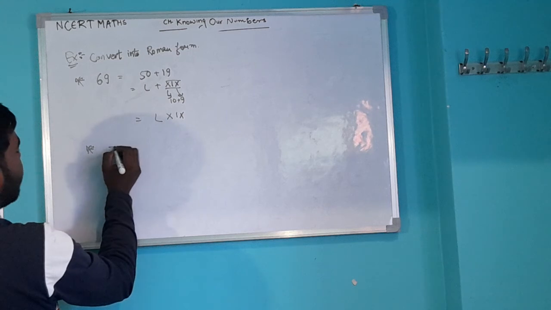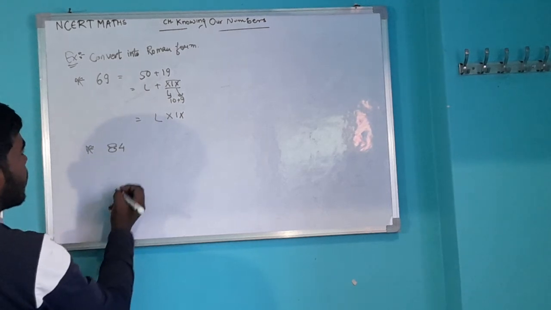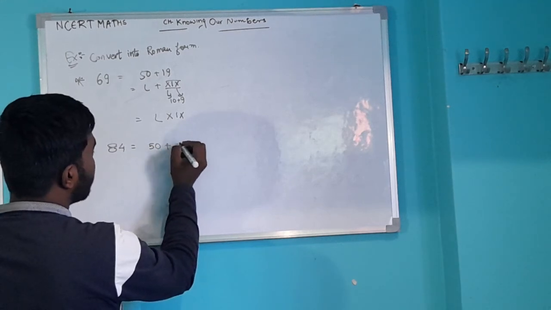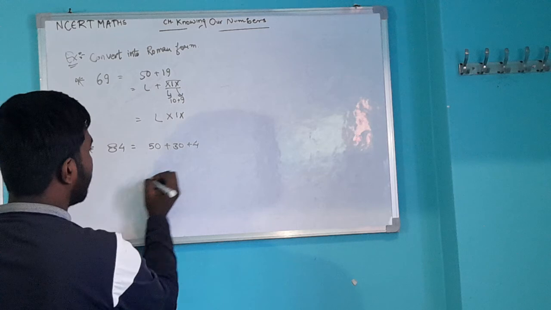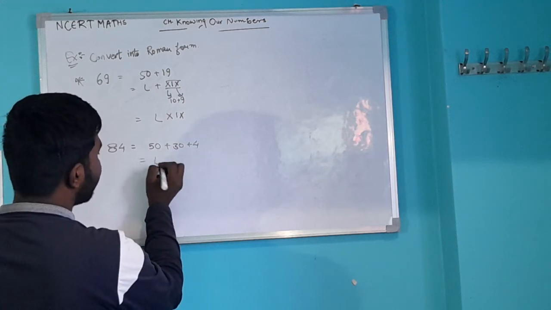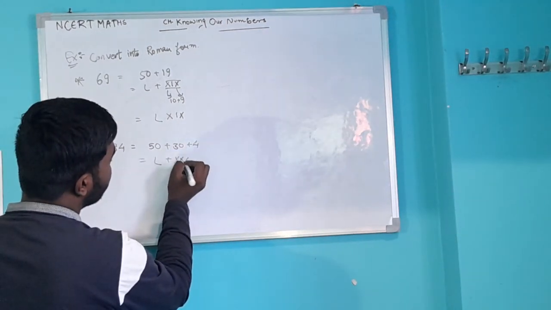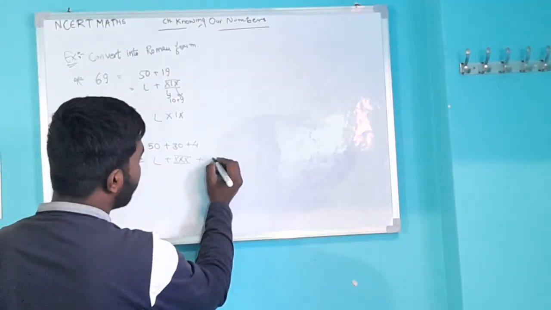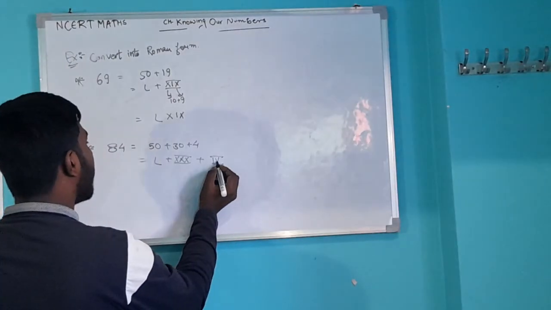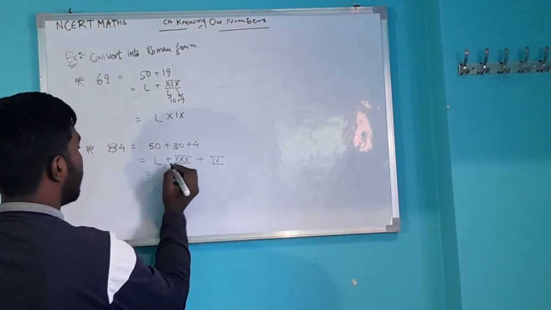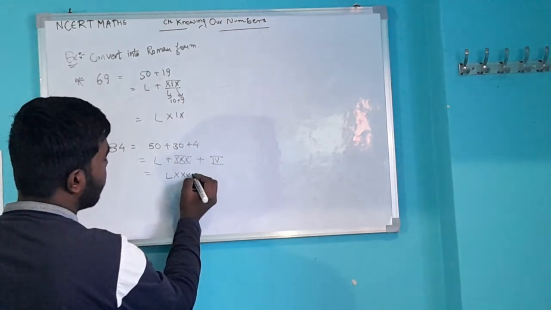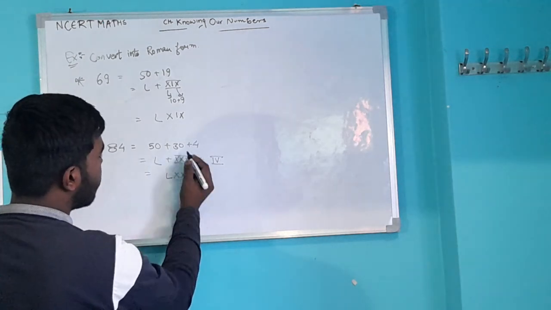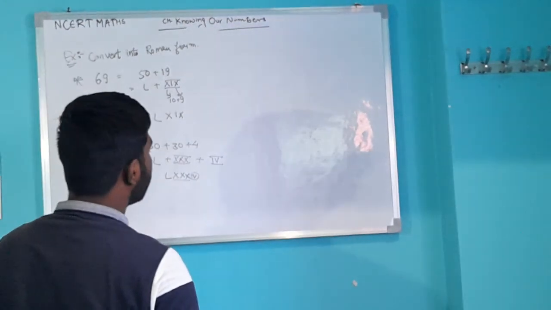For our second example we have 84. We again break it as 50 plus 30 plus 4. For 50 we write L, for 30 we write XXX, through which we get 30, and for 4 we subtract 1 from 5 and get 4, for which we write IV. L is for 50, XXX is for 30, and IV is for 4.